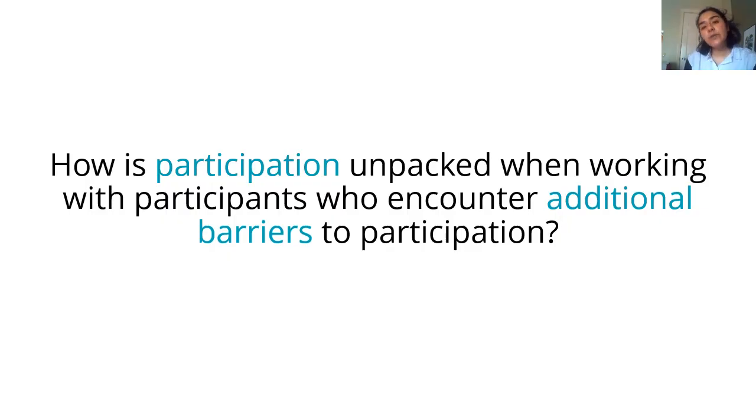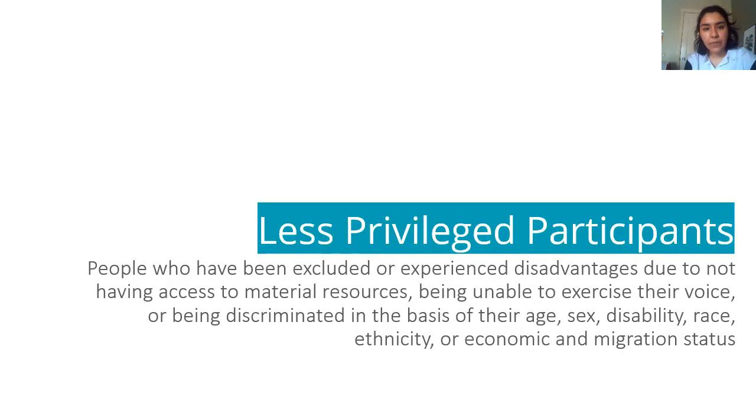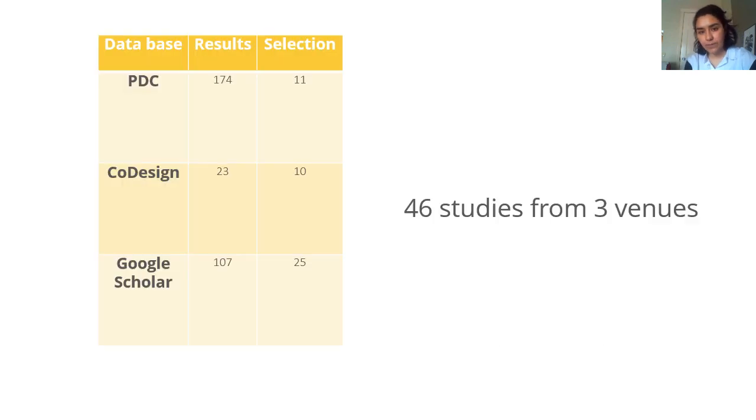So we conducted a literature review of participatory projects that involve less privileged participants, trying to understand how participation was unpacked through an analysis of the methods of involvement. Specifically, we were interested in less privileged participants as we thought that people who had been excluded or experienced some kind of disadvantage could feel less powerful and so less likely to participate.